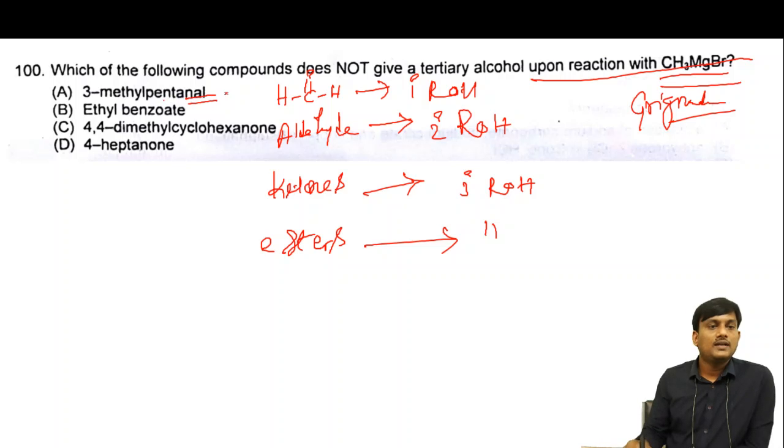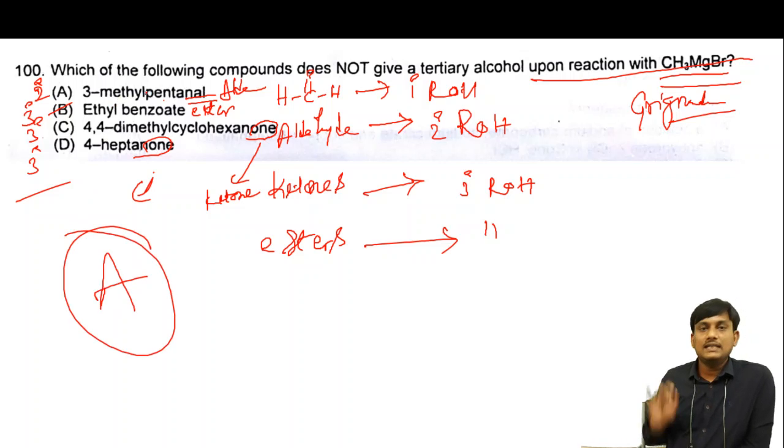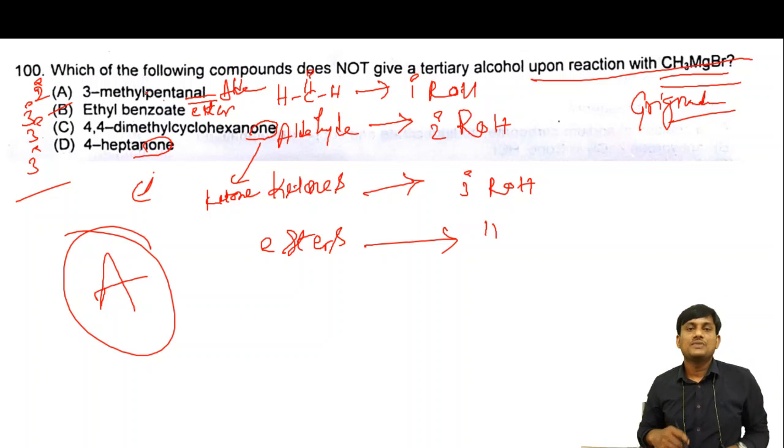Pentanal is an aldehyde. An aldehyde will give a secondary alcohol. Ethyl benzoate is an ester, and this one gives a tertiary alcohol. Hexanone is a ketone, so a ketone obviously gives a tertiary alcohol. Heptanone also gives a tertiary alcohol. Which one cannot form a tertiary alcohol? 3-methyl-pentanal. What is the correct option? A is the correct option, since it's an aldehyde, and aldehydes other than formaldehyde give secondary alcohols. Thank you very much.